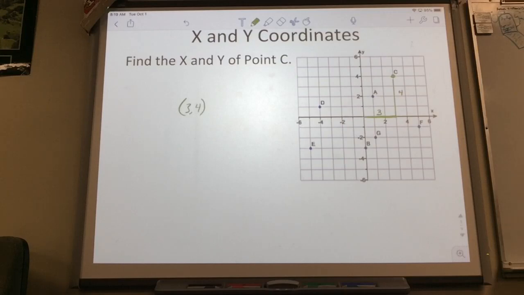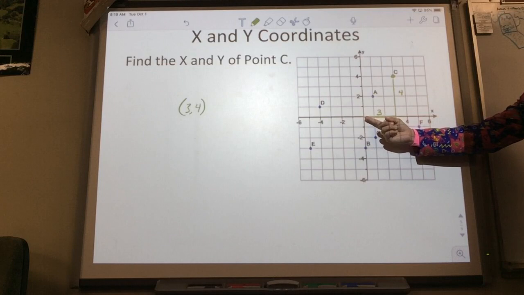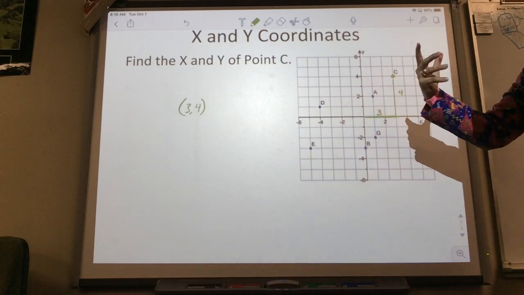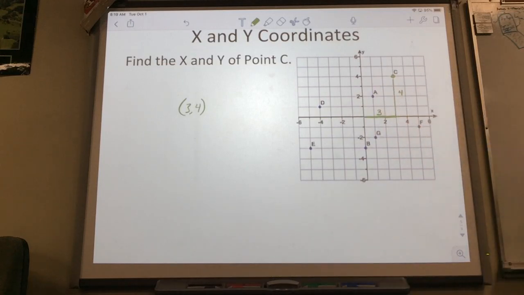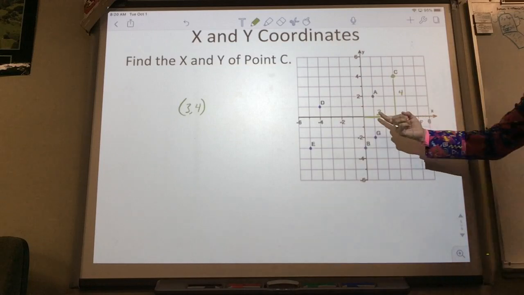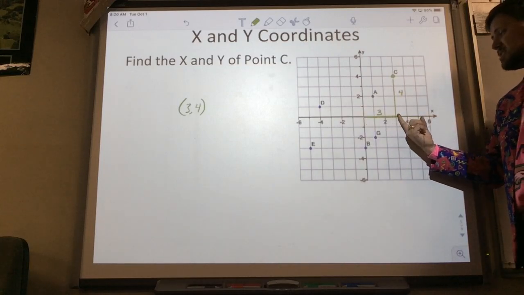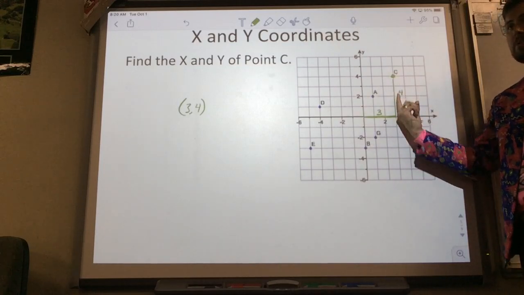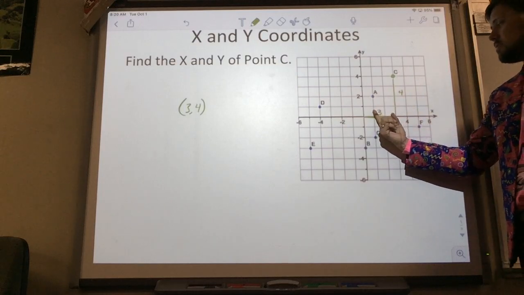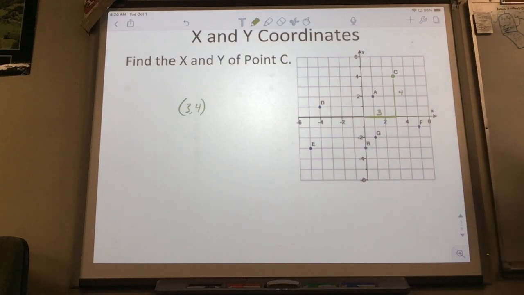Okay, that's point C in that spot. This is a weirdly missed problem on the test. It is missed a lot, and it might be one of those ones where we're just so comfortable with it that we go really fast. So we always go sideways first and then go up and down. So 3, 4. It does need parentheses.